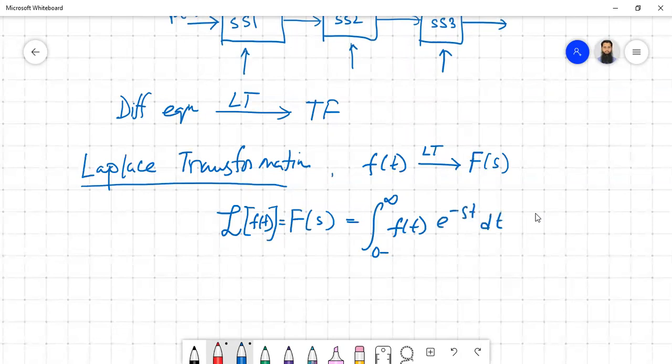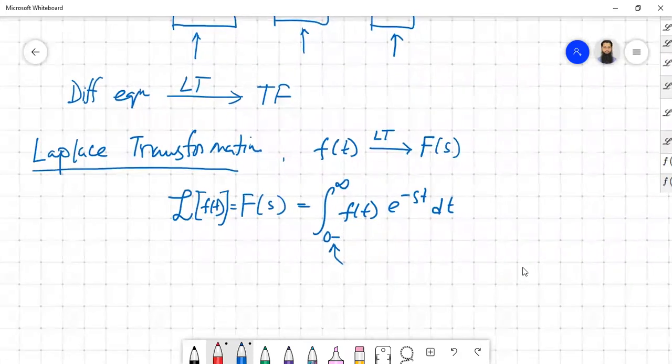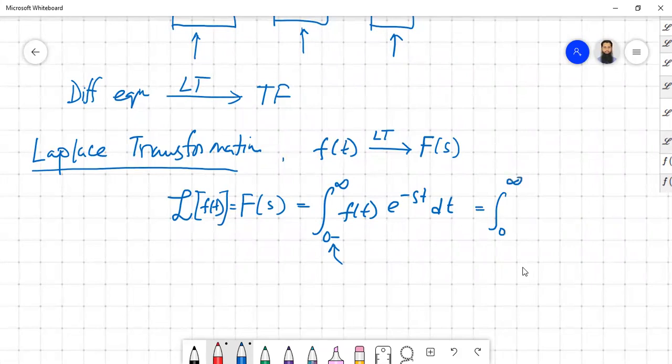This is the definition. So why 0 minus? There is a big question to answer. But in simple terms, 0 minus ensures that if you have a discontinuity, or an initial condition that contains a discontinuity, then at times we have to apply that very close to 0, but not exactly at the discontinuity that we are considering. Because of that, it is 0 minus. But in general, what you're going to get is something like this: the general term is 0 to infinity, f(t) e to the power minus st dt.